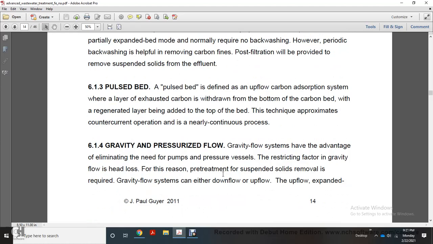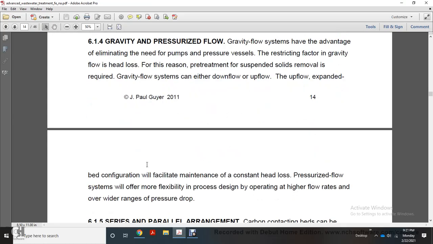Gravity and pressurized flow. A gravity system has the advantage of eliminating the need for pumps and pressure vessels. The restriction of gravity flow is head loss. For regions with high suspended solids, pre-treatment for suspended solids removal is required. Gravity flow systems can be either downflow or upflow. An upflow expanded bed configuration will ease maintenance and reduce cost and head loss. Pressurized flow systems allow more flexible process design, operating at high flow rates and over wide ranges of pressure drop.